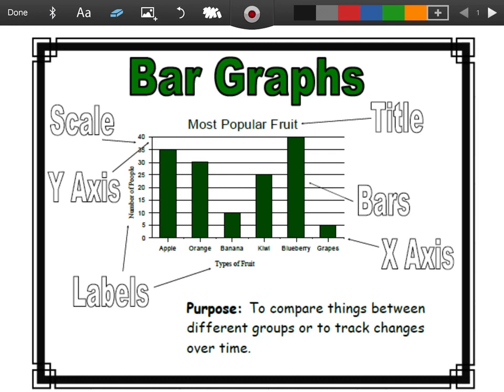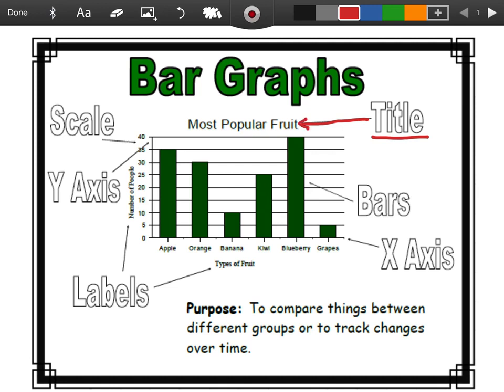Okay guys, we are going to be looking at bar graphs today and how they are different and similar to the pie graphs and circle charts we did last week. Bar graphs have to have several things on them. First and foremost, I've got to have a title. My title tells me what the bar graph is about. So for this specific one, you will notice it's talking about the most popular fruit.